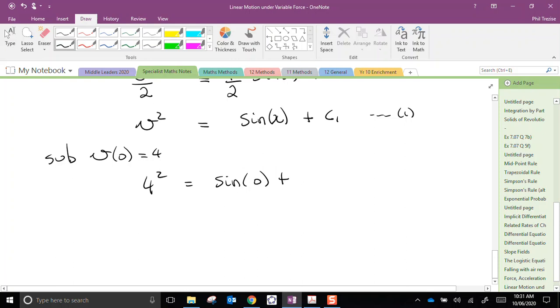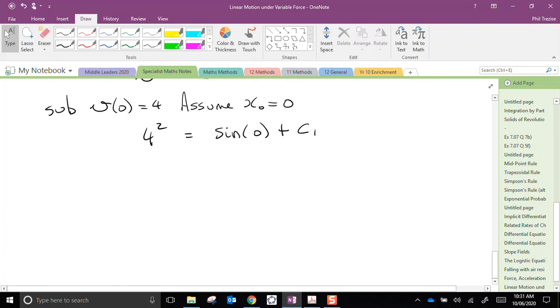What did they say? They said the initial velocity is 4. I'm going to assume, okay, they didn't explicitly tell me this, but I am going to assume that the original position equals 0, so that I can put 0 for x rather than 0 for time. Otherwise, it would be a little bit difficult to proceed. So sine of 0 is 0. Therefore, C1, I think, is 16.